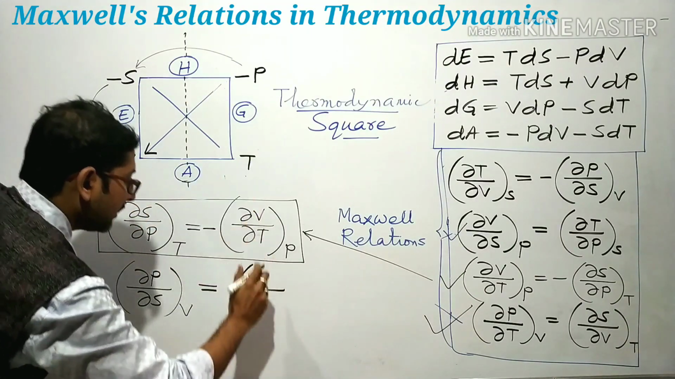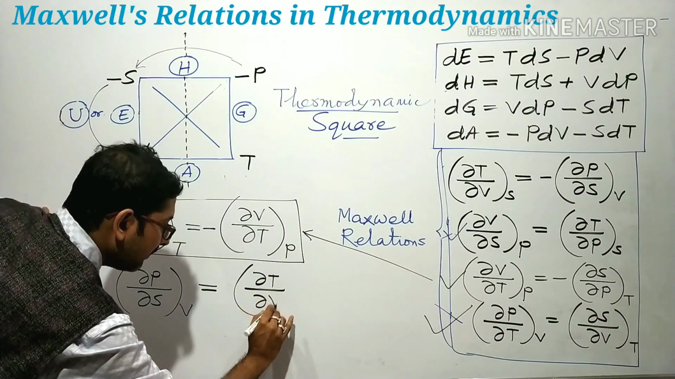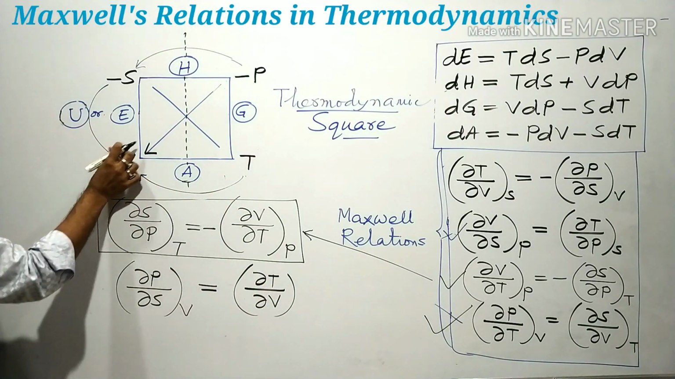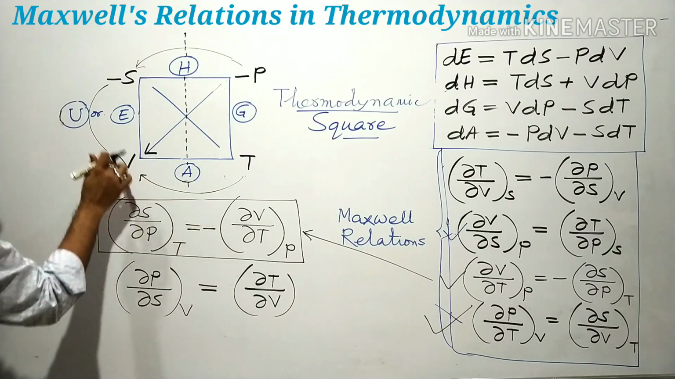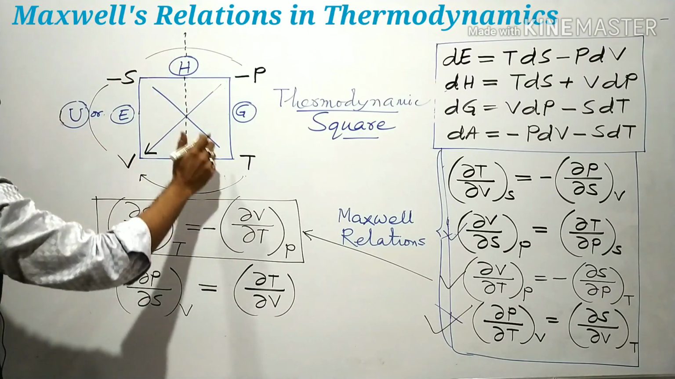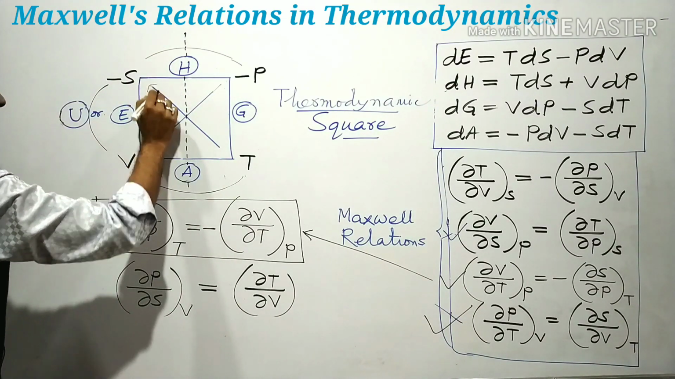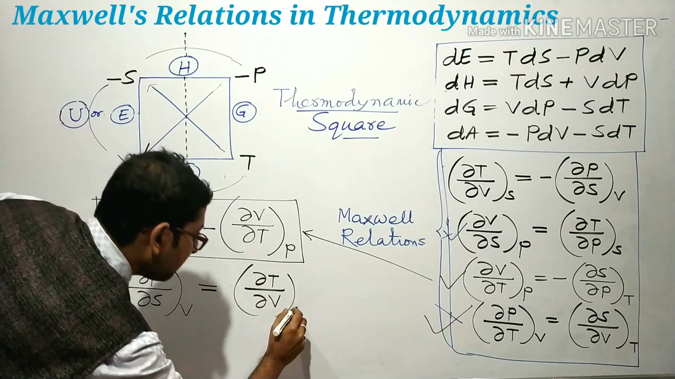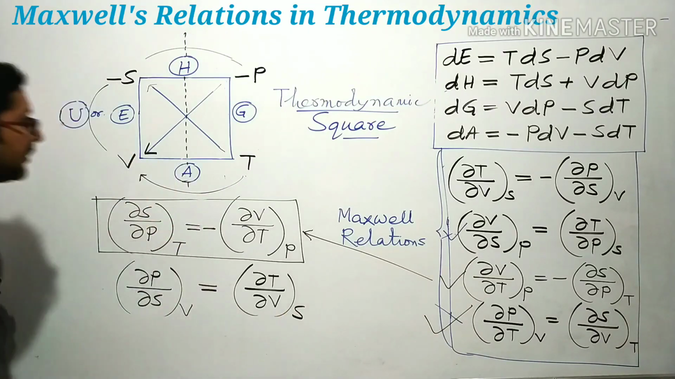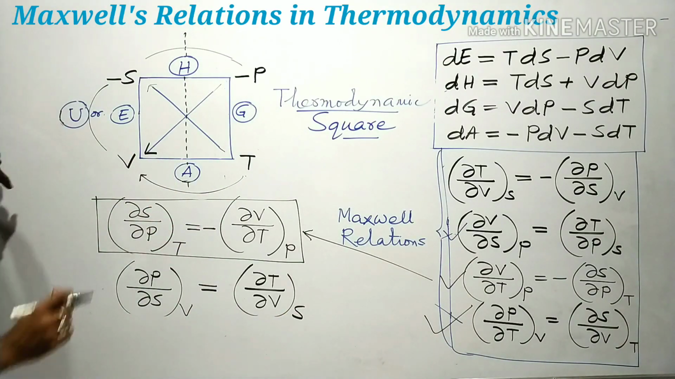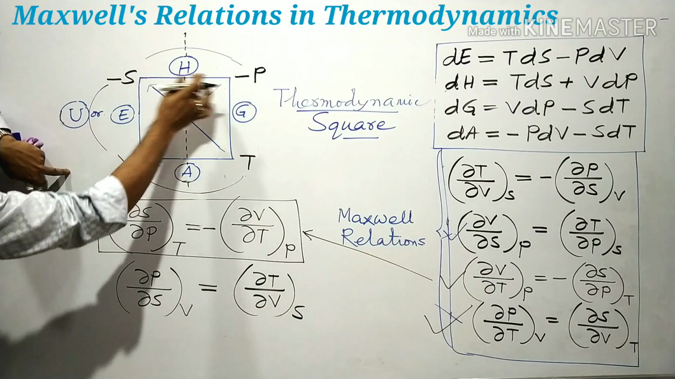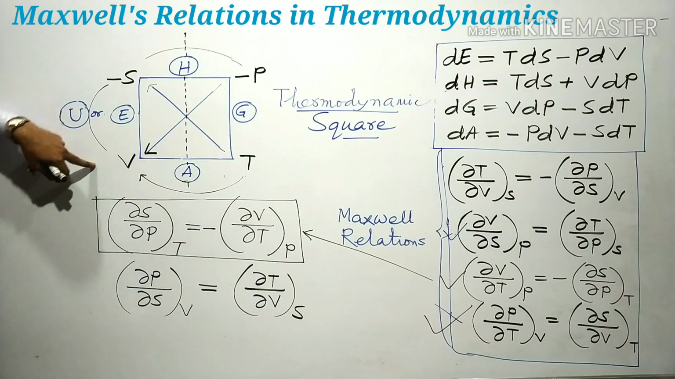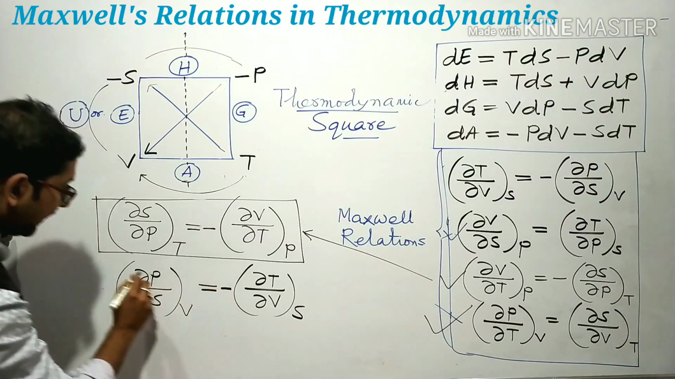del T del V. We are starting from here, so it is a clockwise turn. Del T del V at constant S, which is present diagonally from our starting point. Look at here again, del P del S, these two are negative terms, and del T del V, these two are positive terms. So there will be a negative sign.